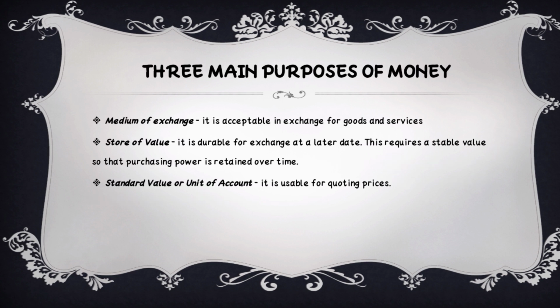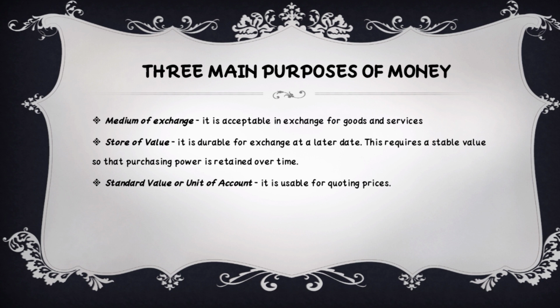And money serves three main purposes. First is medium of exchange. It is acceptable in exchange for goods and services. This critical function avoids the inefficiencies of barter exchange. A market economy would be impossible without money.